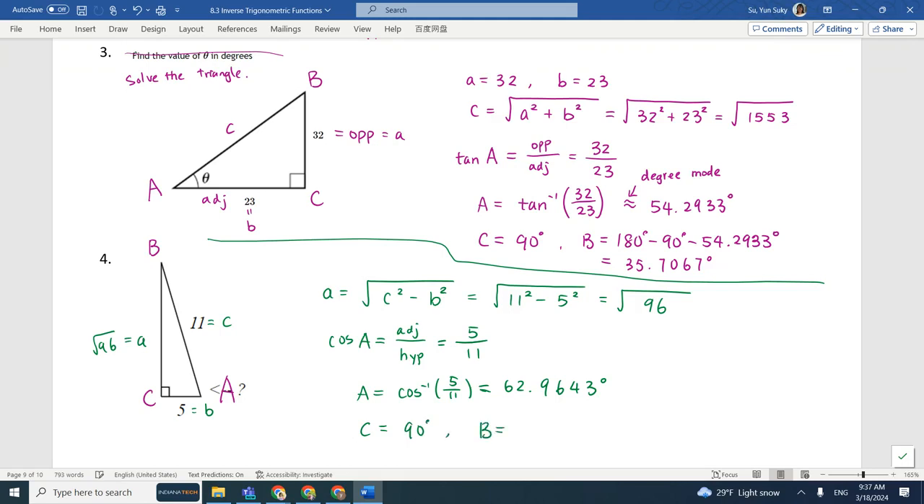Then the angle B is exactly, very good. 9643. And what is your answer?